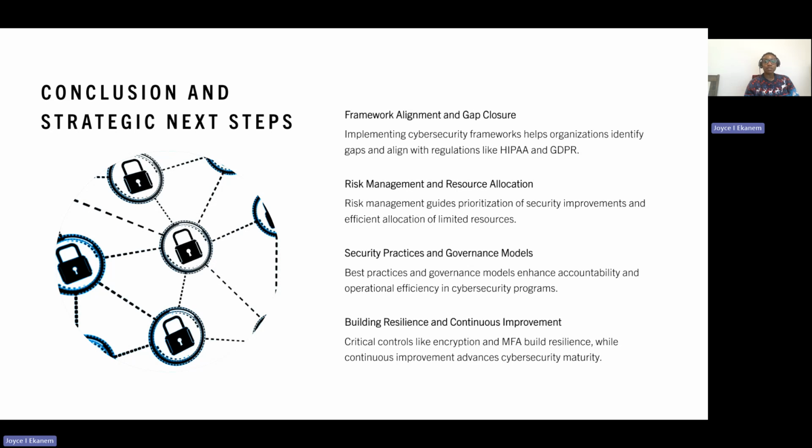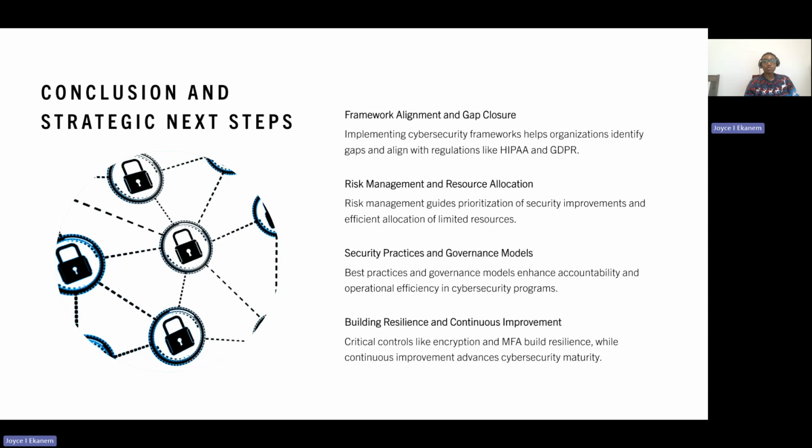Workflow diagrams and governance models clarify how decisions and information flow within an organization, reinforcing accountability and operational efficiency. Critical cybersecurity needs, including encryption, MFA, auditing, incident response, and workforce training, serve as the foundation for building resilience and regulatory readiness. Integrating software assurance maturity models, strengthening development practices, reduces vulnerabilities and enhances long-term operational stability.